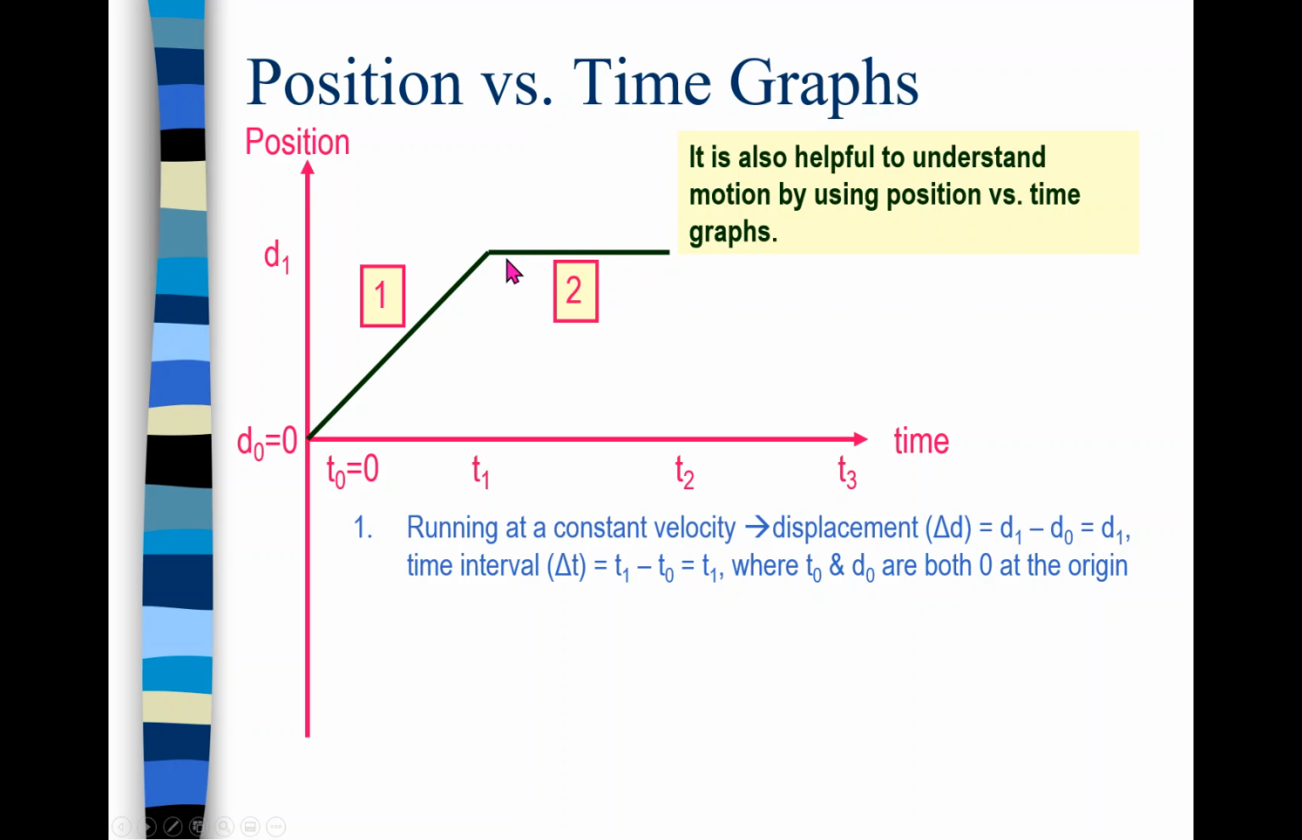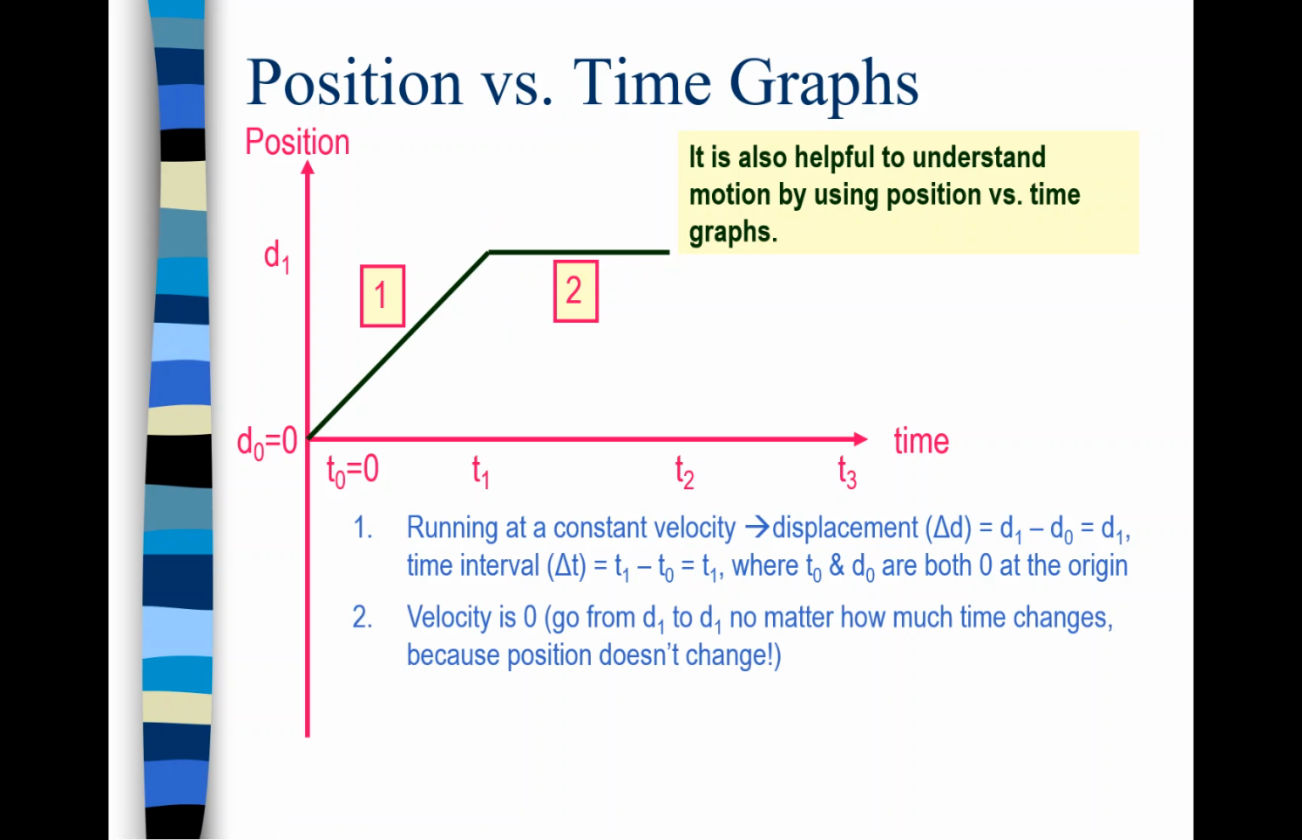For the second part here, what are we doing? Time is passing, but are we moving on the vertical axis? No. What does that mean? That means we're not moving at all. We have no change in position. That means my velocity is 0. Time is passing, but my displacement, d1 minus d1, is 0. So yeah, that makes sense mathematically and hopefully in terms of physics.